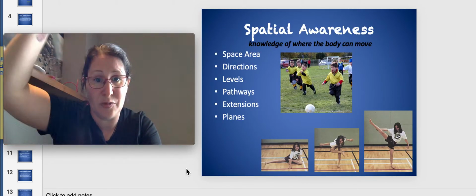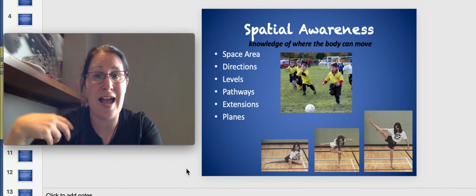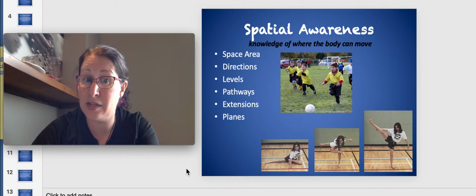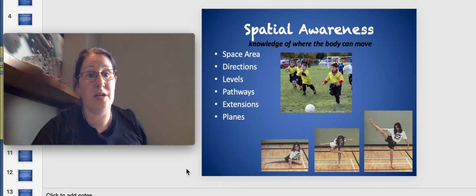Thinking about high, medium, low, extending, adding implements. When you add an implement, your body space, your bubble, becomes much bigger.